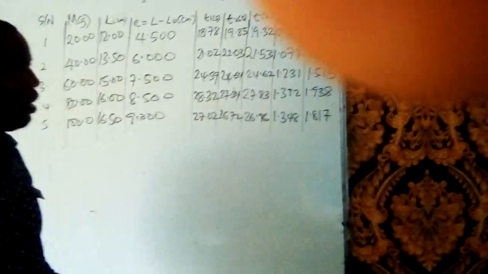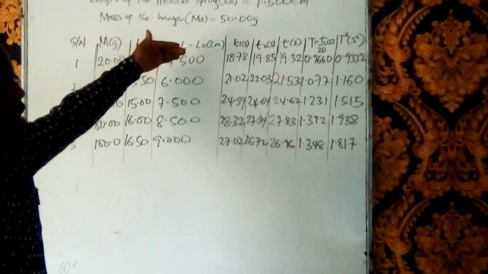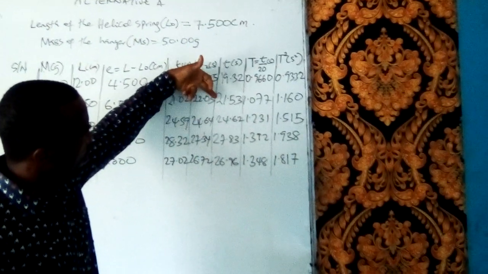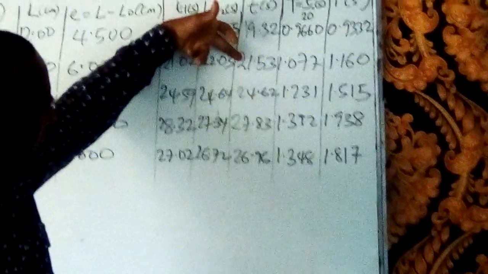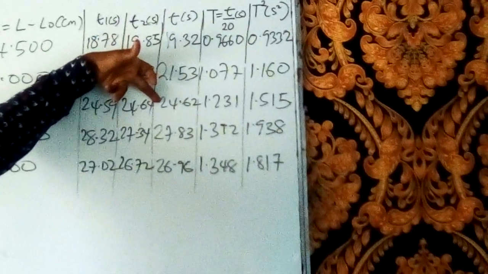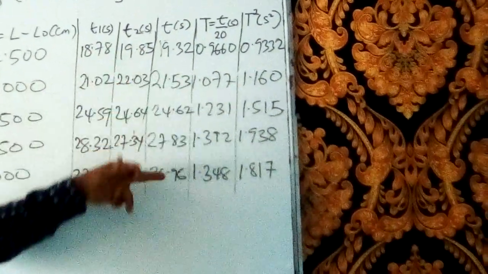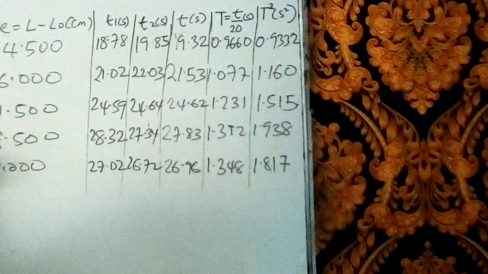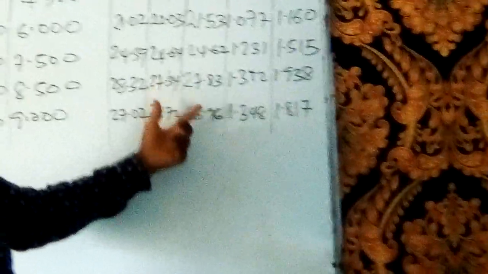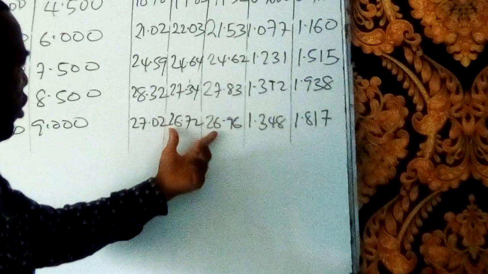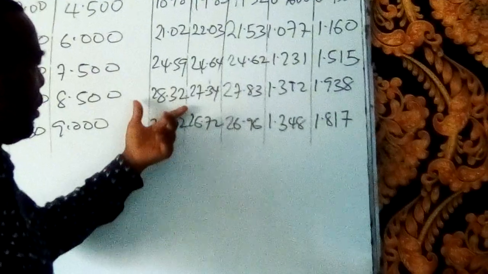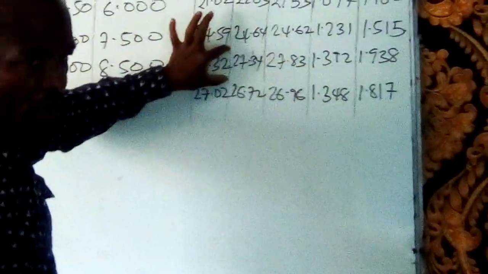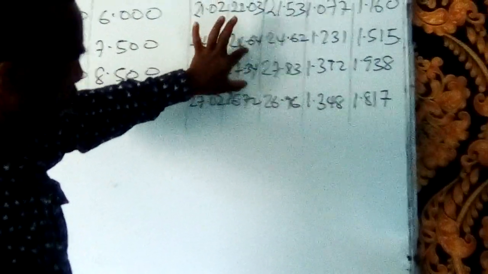We have to look at this reading and verify the experiment. We see that the time is increasing: 19, 21, 24, 27, 26. There is an error somewhere here, because the time for 80 grams should be less than that for 100 grams. So we're going to repeat the 80 gram experiment again. We're going to repeat the oscillation because the time shouldn't be higher than that of 100 grams.